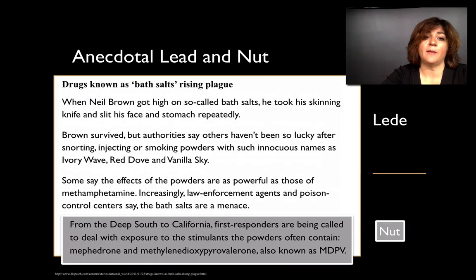Another example here about bath salts, and you can see this as an example. Neil Brown got high on so-called bath salts. He took his skinning knife and slit his face and stomach repeatedly. Now that's bringing this story really to life for you, and then we get the nut graph. From the deep south to California, first responders are being called to deal with exposure to stimulants, the powders often contain, etc. So this tells you what the story is about.